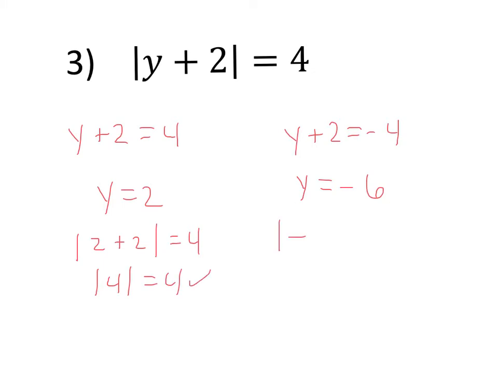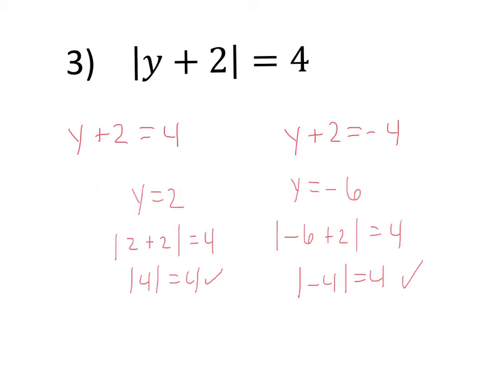Same thing here, negative 6 plus 2, and absolute value equals 4. The absolute value of negative 4 equals 4. That's also a good answer. All right, so now we're going to make our number line. Now when we graph, we are graphing our solutions, okay? So I'm going to drop this down here a little bit.